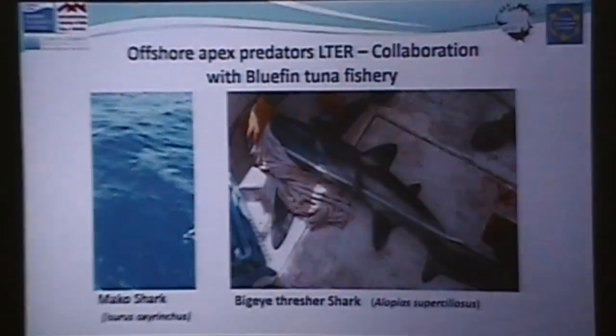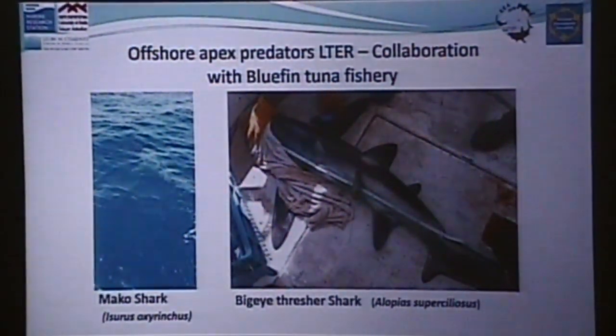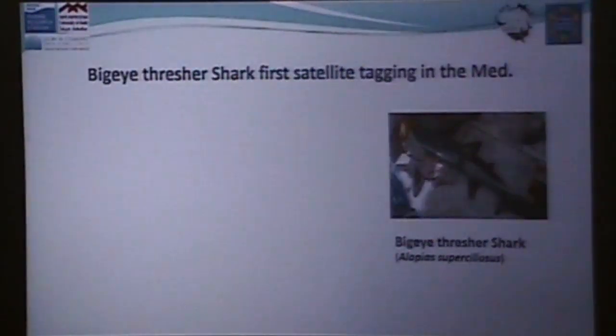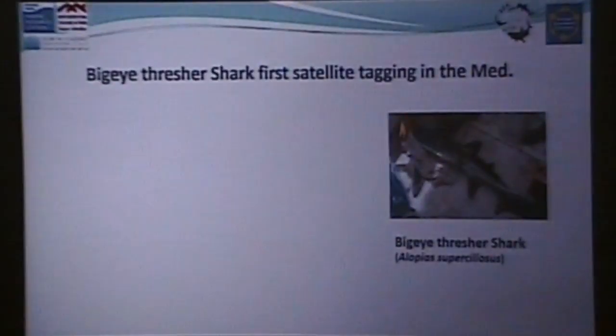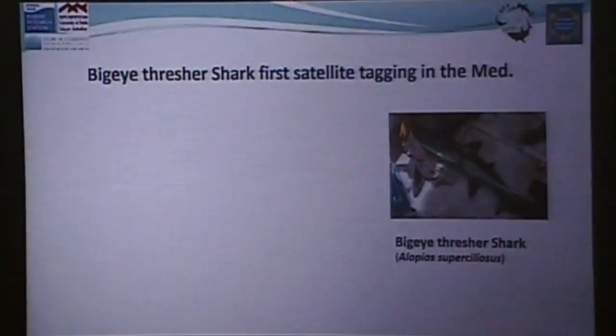And also quite a good number of bigeye thresher sharks, and this one is the first one that we've actually satellite tagged. This is part of Eyal Bigal's work, and we're doing that in collaboration with a tuna longline fisherman. As far as we know, and maybe someone can correct me, we think it is the first bigeye thresher shark satellite tagged in the Mediterranean.